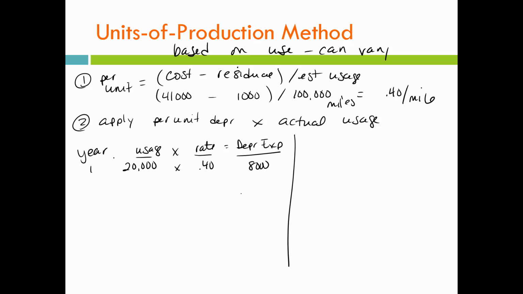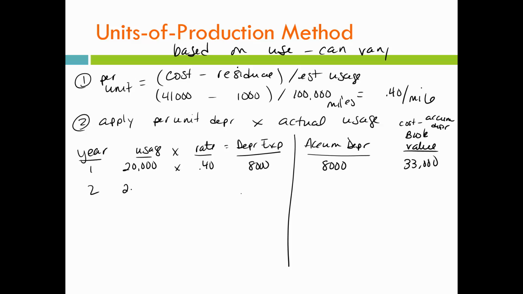So then we could do kind of a similar thing here. Accumulated depreciation, and then we could also calculate our book value. So in year 1, my depreciation expense was $8,000, so that means accumulated depreciation is $8,000. The book value is always going to be the cost minus the accumulated depreciation. So 41,000 minus 8,000, I have 33 in there, which is actually the same as what I had under straight line.